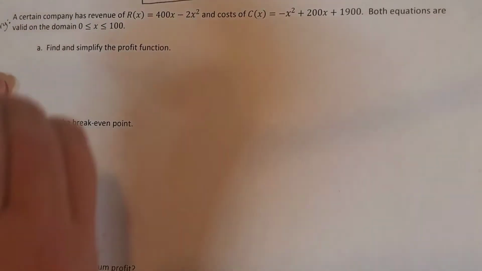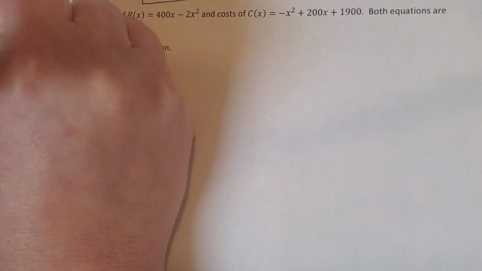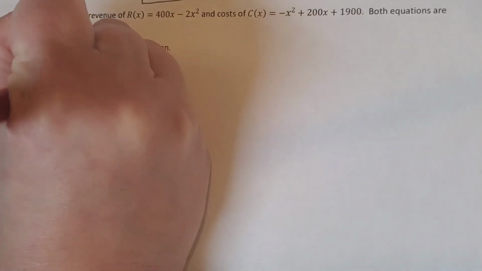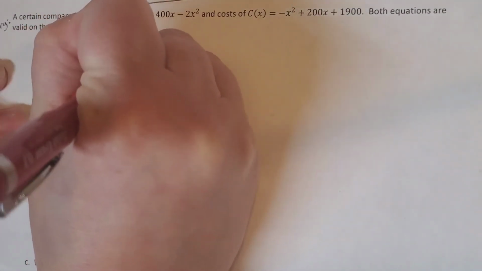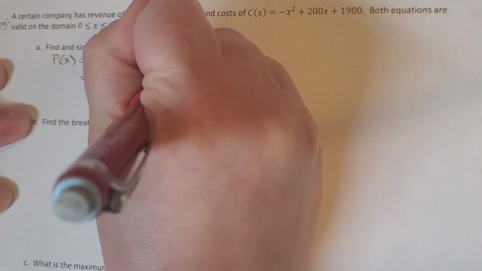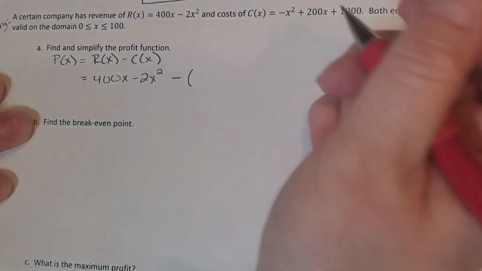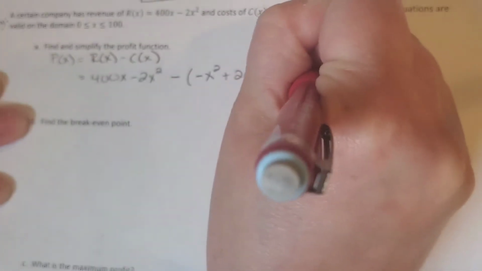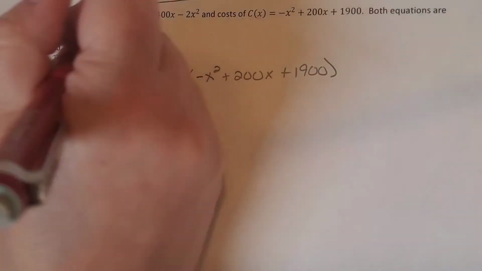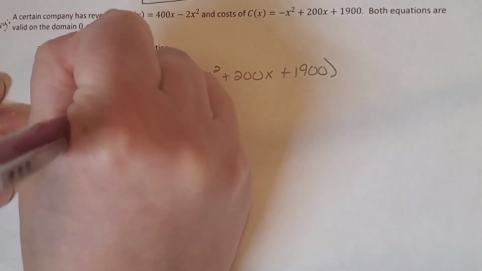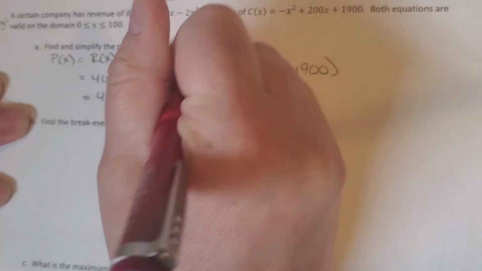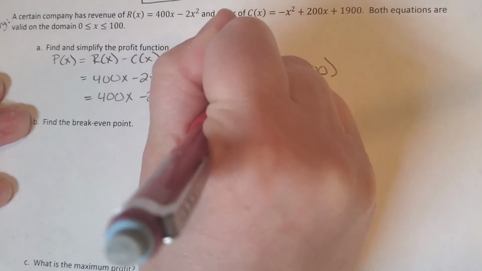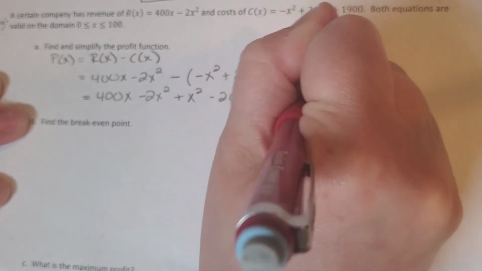All right, so let's see how you did. If we're looking for the profit function, remember to find the profit function. We do revenue minus cost. And so our revenue function is the 400x minus 2x squared. And then we're going to subtract, and we do need parentheses because we're subtracting the entire cost function, not just the first part of it. Which means we have to distribute the negative. So again, we're subtracting all parts of the cost function. So distributing the negative, we get a positive x squared, a minus 200x, and a minus 1900.